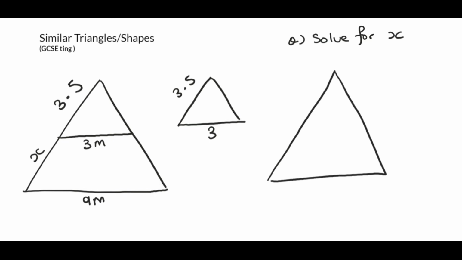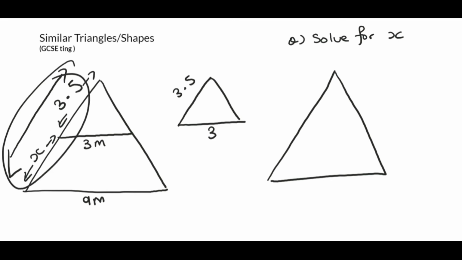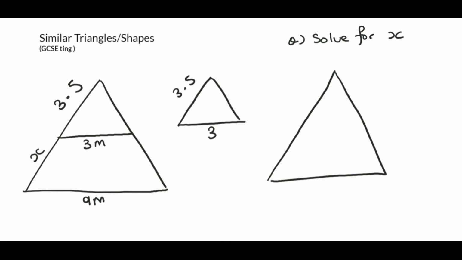Now if I take out the big triangle, what is this full distance right here? The full distance from here to here is going to be x plus 3.5. You get me? Because obviously this distance here, from here to here, is x. And the distance from here to here is 3.5. Add them together and it gives you the whole distance. So I'm going to write x plus 3.5 here. And then obviously this one right here is going to be this one right here, which is 9 meters. So I'm going to put 9 meters.